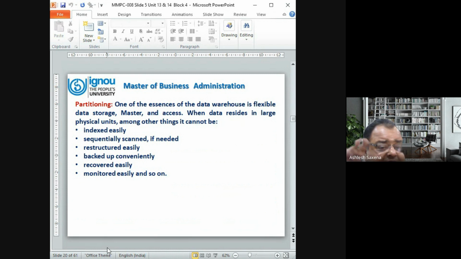Then comes partitioning. One of the essences of a data warehouse is flexible data storage, management, and access. When data resides in large physical units, among other things, it cannot be indexed easily, sequentially scanned if needed, restructured easily, backed up conveniently, recovered easily, and monitored easily, and so on.